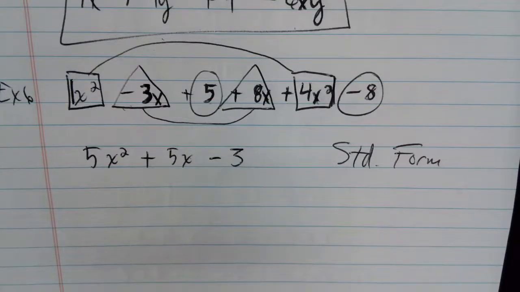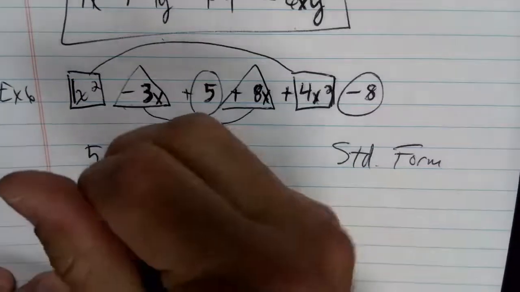Why do we have to learn how to combine like terms? Because we're going to have to solve equations that have like terms that must be combined before we can solve them.